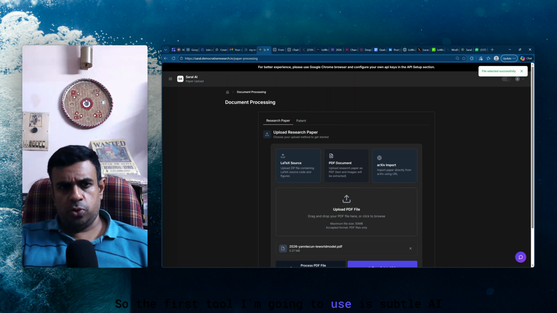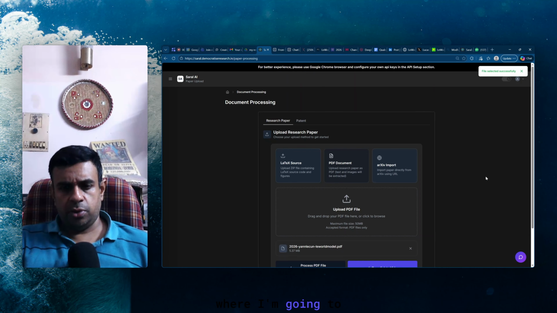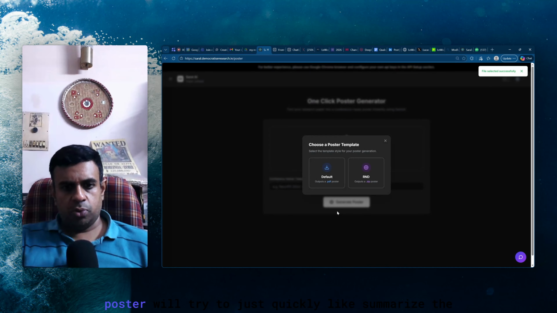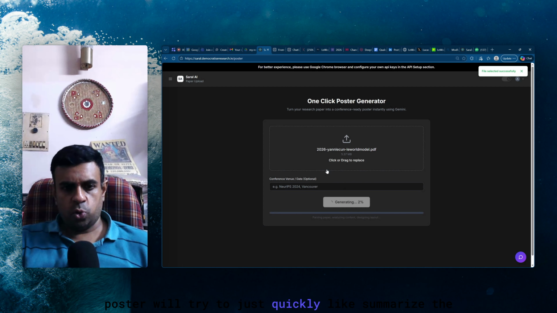The first tool I'm going to use is Saral AI, where I'm going to upload the paper and then use one of its formats to try and understand the paper better. So first I'm going to try one-click poster. The poster will try to just quickly summarize the paper in a very simple way. So let's just wait for the poster to get generated.